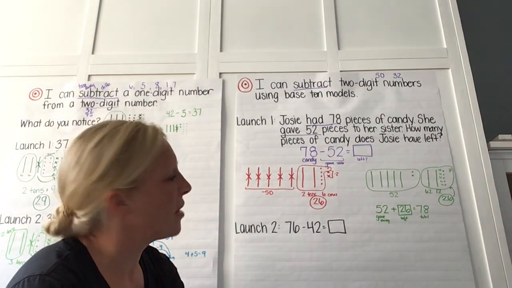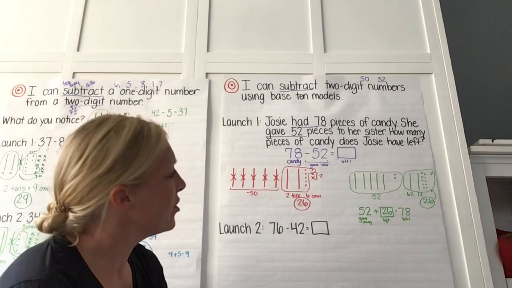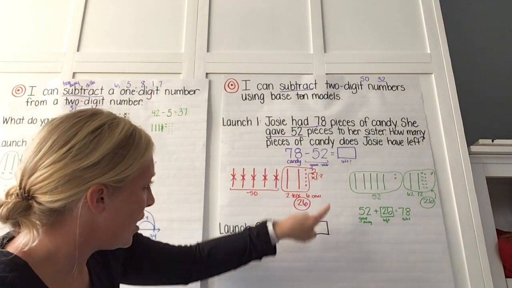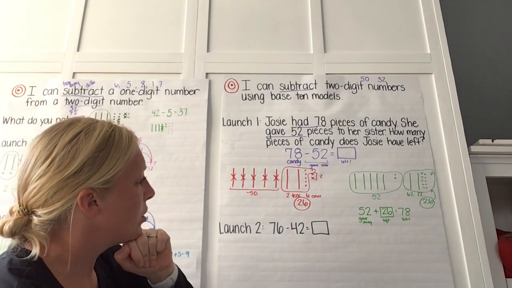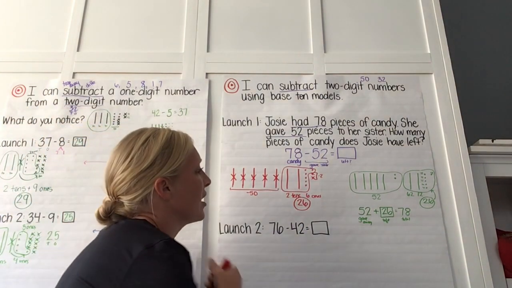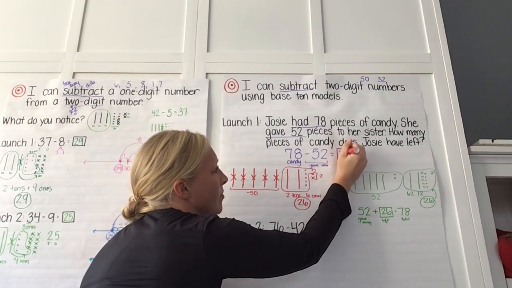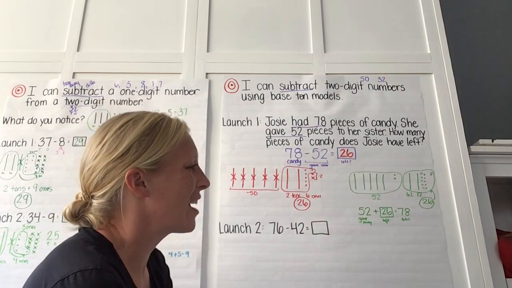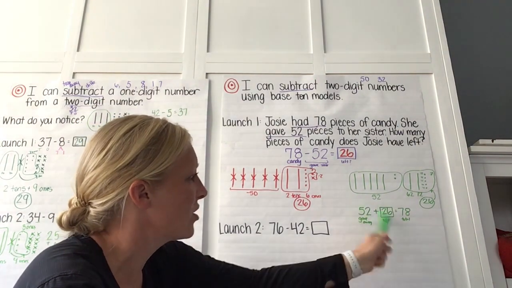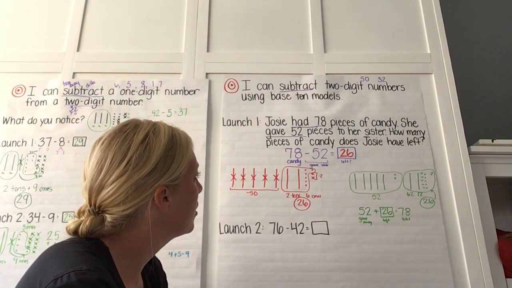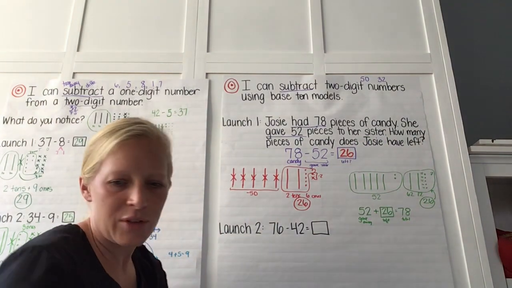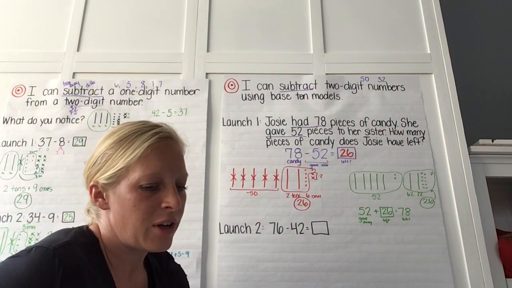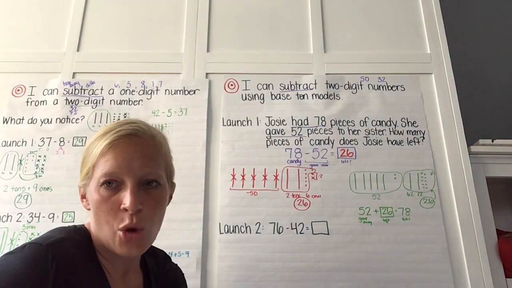They are both using our base 10 blocks, absolutely. What else do you notice? This one started with 78, took away the 52, and got to 26. This friend started with 52 and counted on 26 to get to 78. So where is the 78? I want all of you to look at your pieces of work. And if you're at home, I want you to look at your work. I want you to put your finger on where you see your 78 in your work.